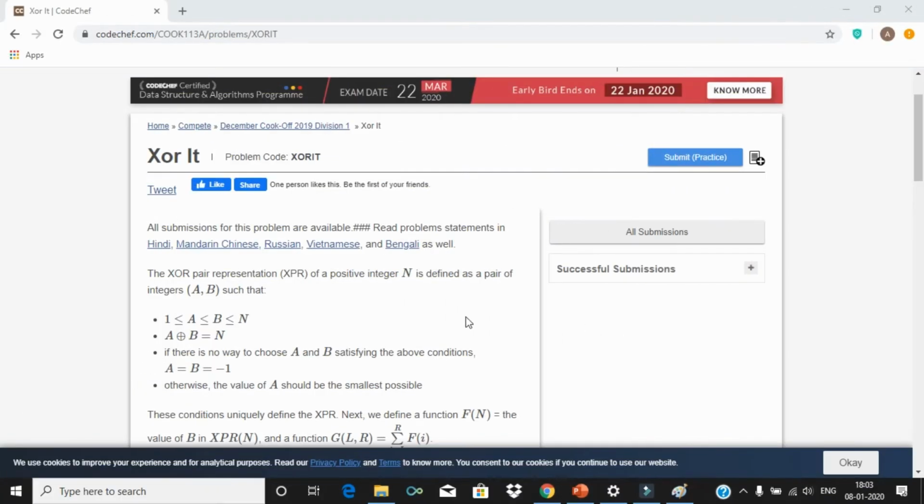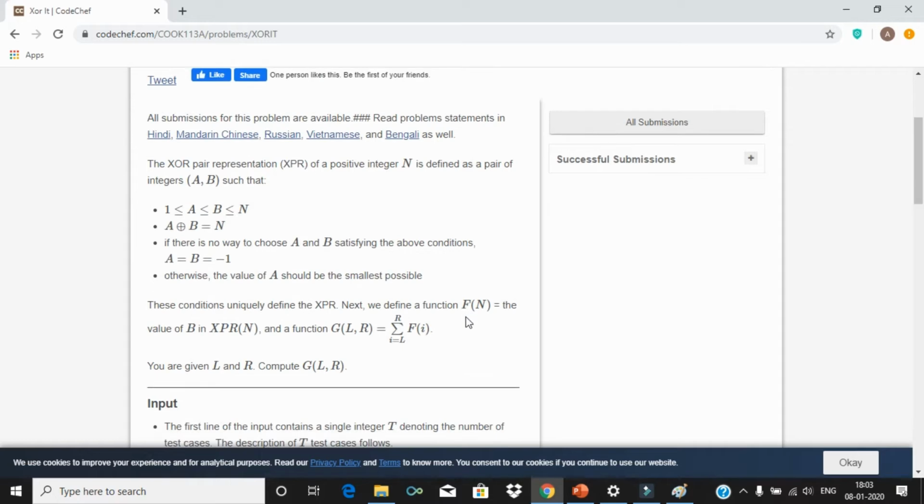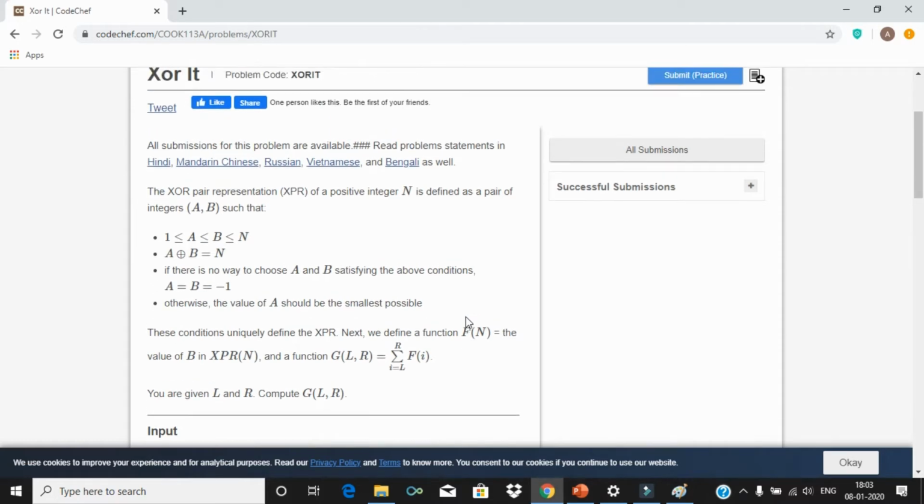So, let me first take you through this problem. This problem says that an XOR pair representation, the XPR of a positive number N, is represented as a pair of integers a, b such that a and b lie between the range 1 to N, right? And a XOR b is equal to capital N.